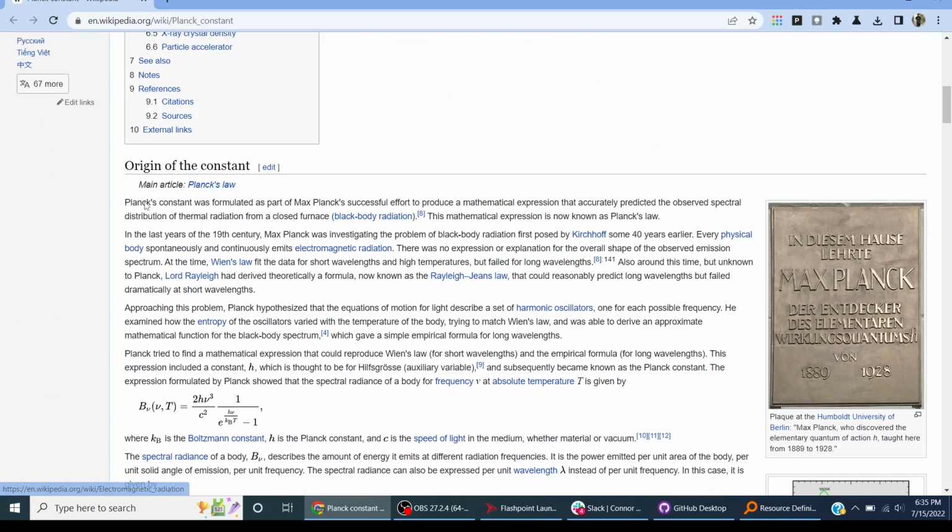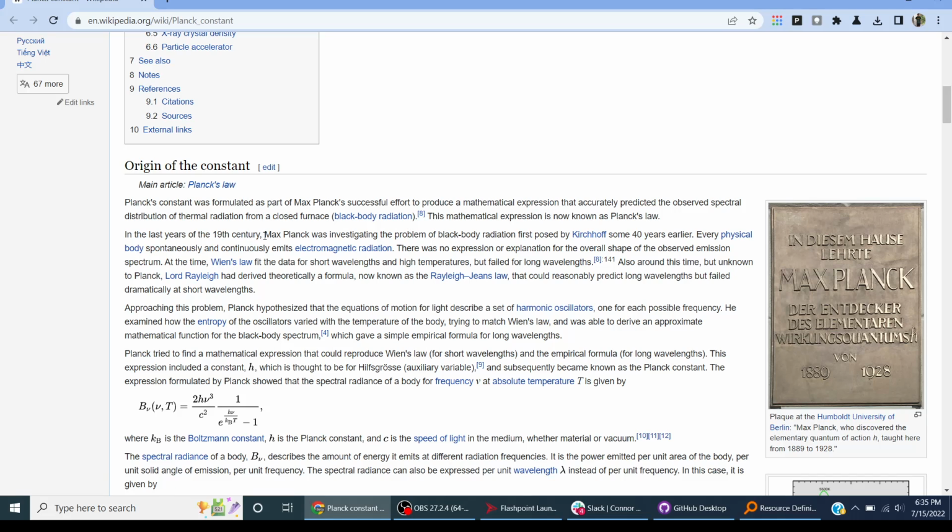Anyways. Origin of the constant. Main article. Planck's law. Planck's constant was formulated as part of Max Planck's successful effort to produce a mathematical expression that accurately predicted the observed spectral distribution of thermal radiation from a closed furnace, blackbody radiation. This mathematical expression is now known as Planck's law.